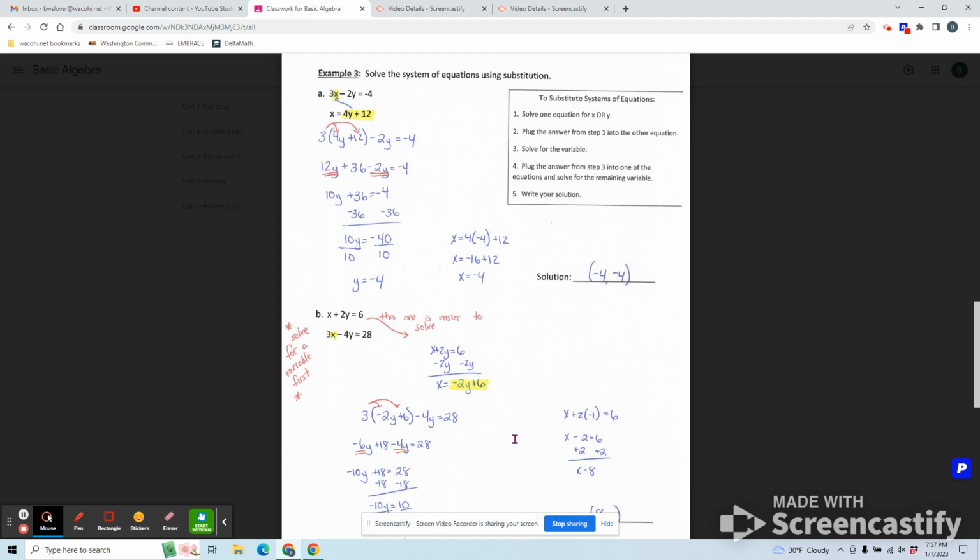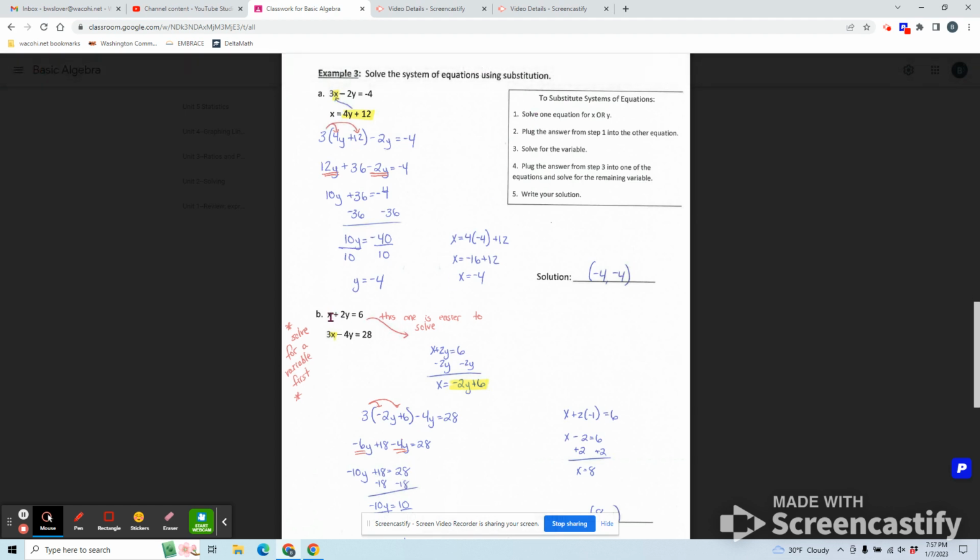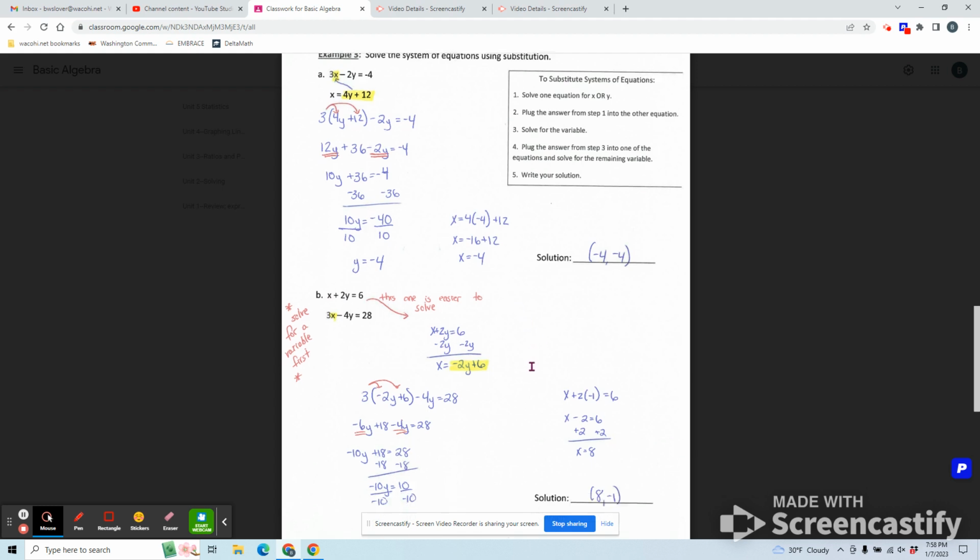Okay, so the only thing different about letter B is now I had to do step 1. I had to solve one of the equations. In order to do that, you're looking for a variable that has a coefficient of 1, and then you're getting it by itself. So the x has a coefficient of 1. I'm going to get it by itself by subtracting the 2y. I want to get rid of the y term, so I'm going to subtract 2y from both sides and then solve.